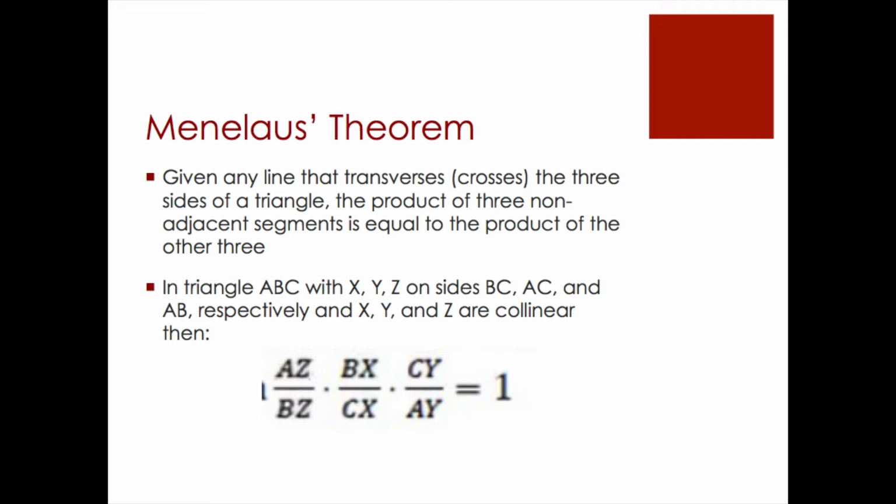This essentially means that if you have triangle ABC with X, Y, and Z on sides BC, AC, and AB respectively, and given that X, Y, and Z are collinear, then you're going to have the ratio of AZ over BZ times BX over CX times CY over AY is going to be equal to 1.